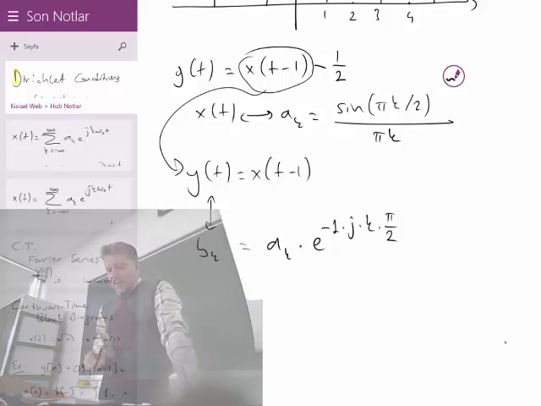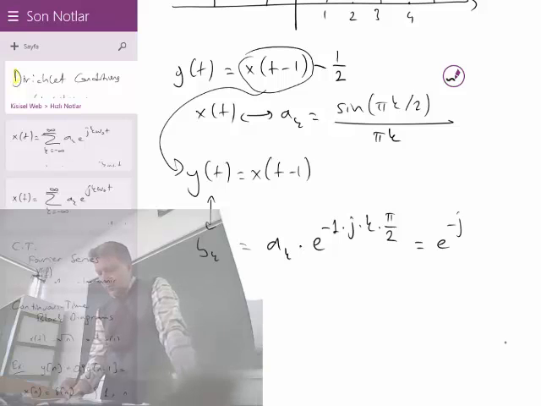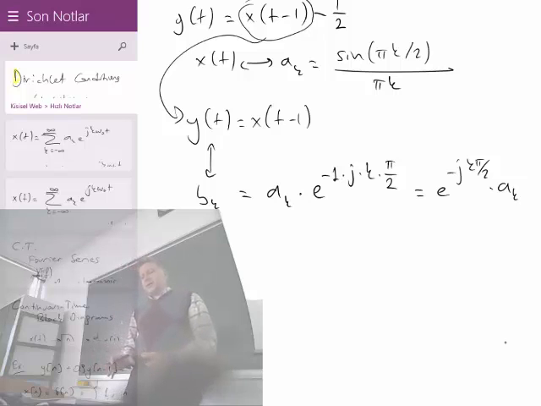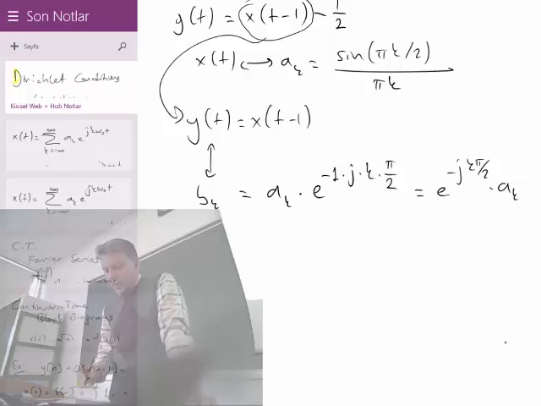So a_k e to the minus jk pi over 2, or let's write the exponential term first, e to the minus jk pi over 2 times a_k. So these are the Fourier series coefficients of that. Then we need to subtract 1 over 2 from that.